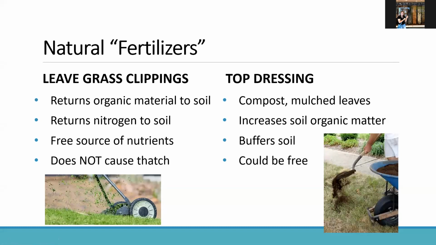We already talked about grass clippings, right? They're returning the organic matter and the nitrogen back to the soil, and it's free. And again, I just want to reiterate, it does not cause thatch. The other option is compost or mulched leaves as a top dressing. This naturally increases the organic matter in your soil. It buffers it, that carbon and the decomposed matter helps allow for a more buffered pH, and it could be free depending on if you're making it.